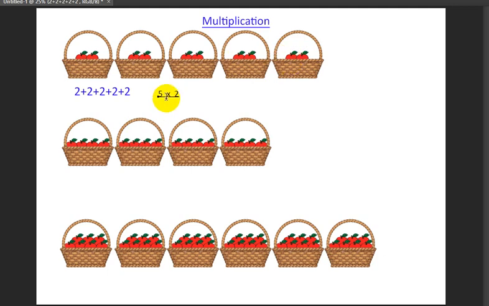And this X in the middle is the multiplication symbol. Let's make that bigger for you to see. This X is the multiplication symbol. And how do I read this? I read this 5 times 2. And this is equal to this. These two things are the exact same thing. What it's basically saying is I am adding 5 twos together.